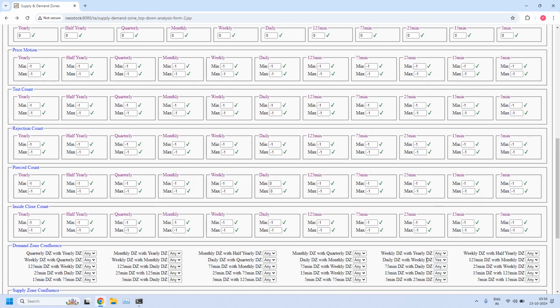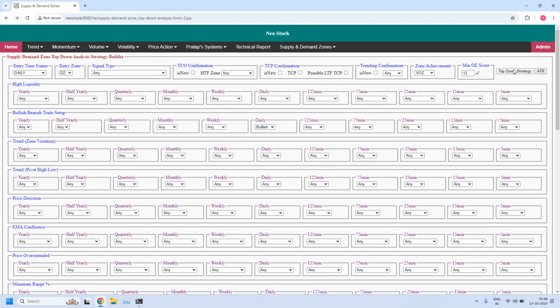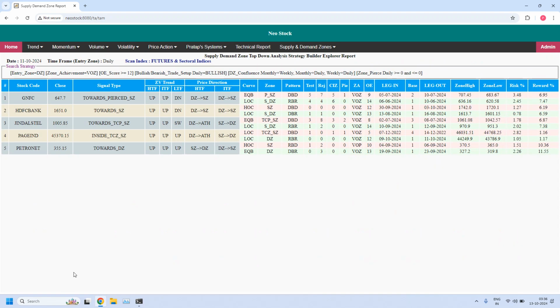So daily and weekly demand zone confluence is already enabled. Now I am adding two more filters, daily demand zone confluence with monthly demand zone, and also weekly demand zone confluence with monthly demand zone. I enabled the filters. Now let's verify. These 5 stocks are filtered.